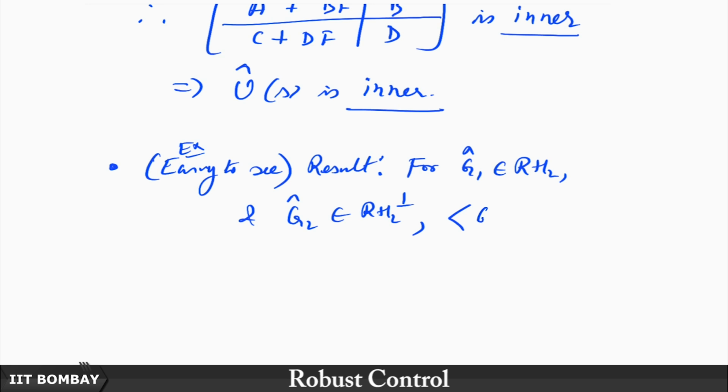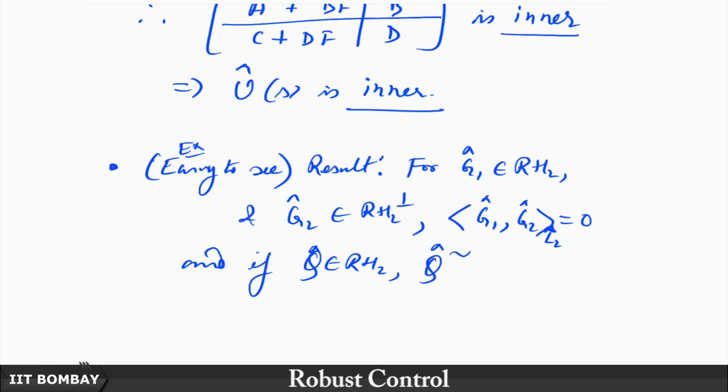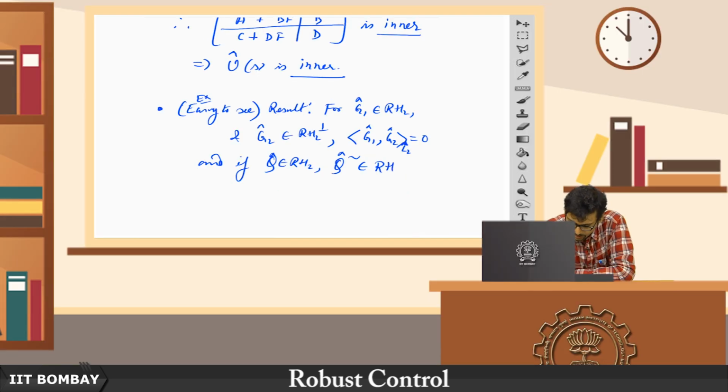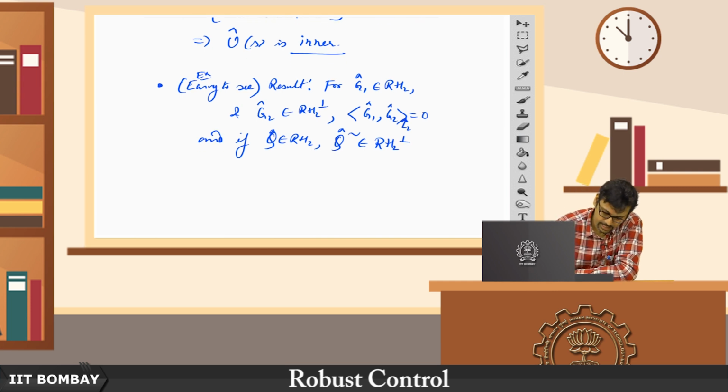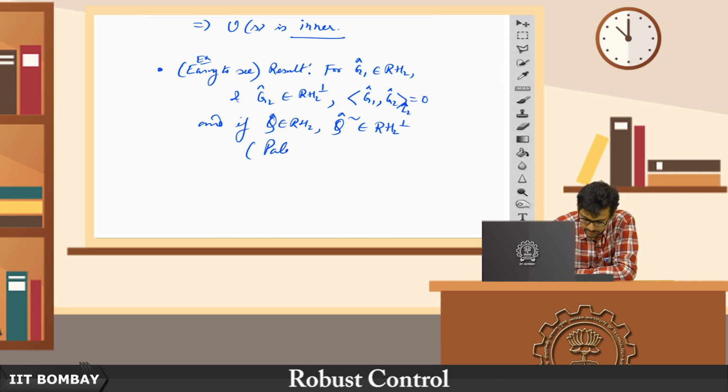So, we have that the inner product of G1, G2 in L2 hat, where L2 hat is basically split up into RH2 and RH2 perp, is 0. And if Q hat belongs to RH2, then this is the interesting thing, the para-Hermitian conjugate of Q hat will belong to RH2 perp.